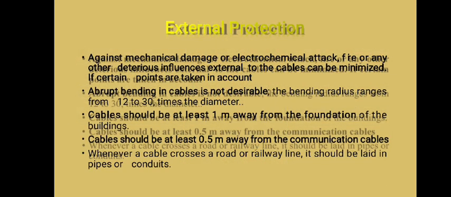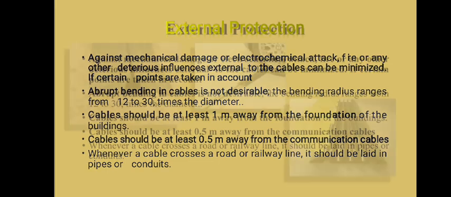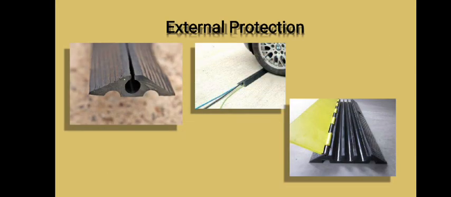Of course, we don't have to forget the external protection against mechanical damage or electrochemical attack, fire, or any other deleterious influences external to the cables. These can be minimized if certain points are taken into account. The cable should be at least 0.5 meter away from the communication cables. Whenever a cable crosses a road or railway line, it should be laid in pipes or conduits. External protection sample.